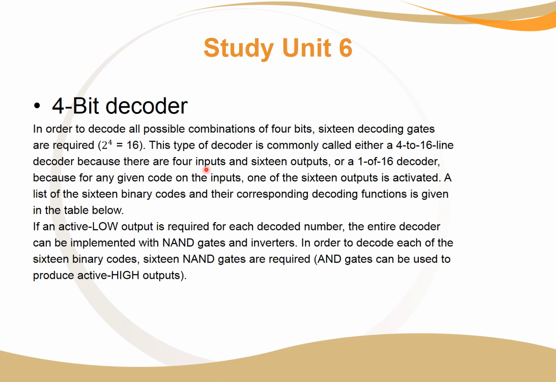So now we're looking at a 4-bit decoder. In order to decode all possible combinations of 4 bits, 16 decoding gates are required. This type of decoder is commonly called either a 4 to 16 line decoder because there are 4 inputs and 16 outputs, or a 1 of 16 decoder because for any given code on the inputs, 1 of the 16 outputs is activated. A list of 16 binary codes and their corresponding decoding functions is given in the table on the next slide. And if an active low output is required for each decoded number, the entire decoder can be implemented with NAND gates and inverters, which is important. In order to decode each of the 16 binary codes, 16 NAND gates are required.